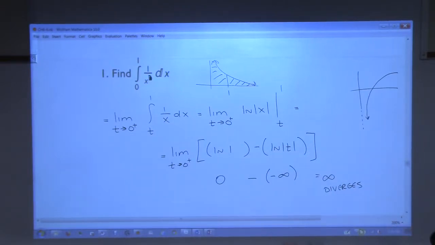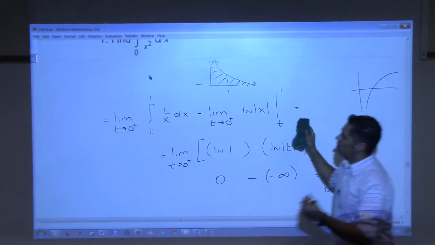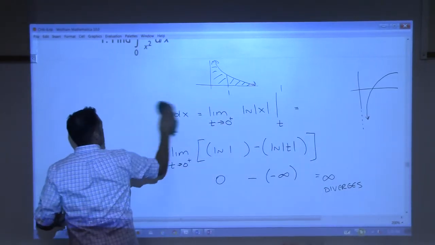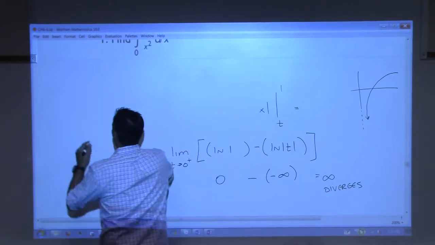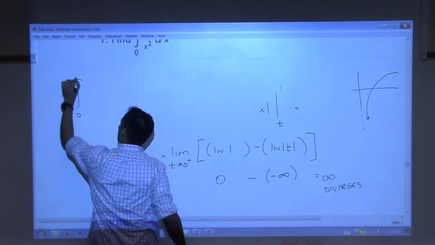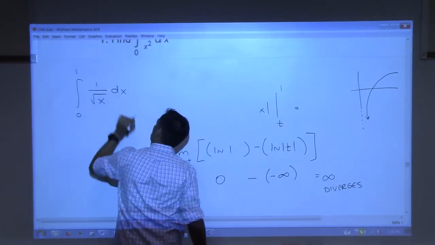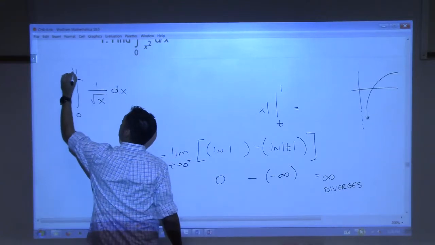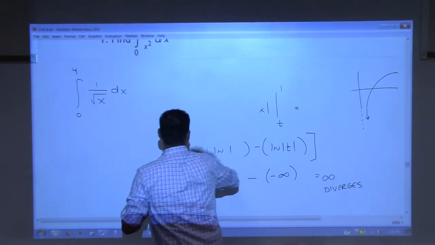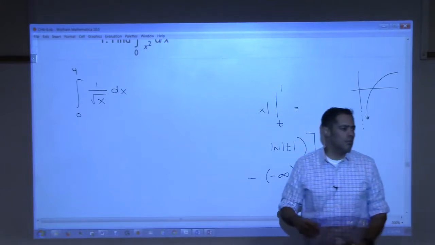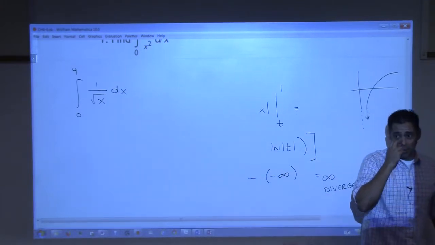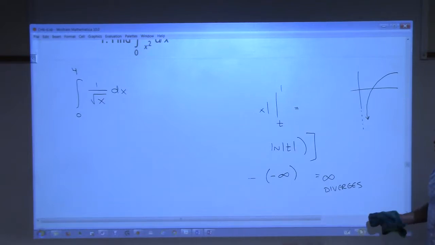Maybe we should do one more. Let me see what my other examples are. Hold on. Nah, we won't do that one yet. Let's do one more. How about integral 0 to 1 of 1 over root x dx? Hey, and just for fun, can we go 0 to 4? Okay, good, we will. Just because we don't have to go, this doesn't always have to be 0 to 1, okay? It can be 0 to anything.